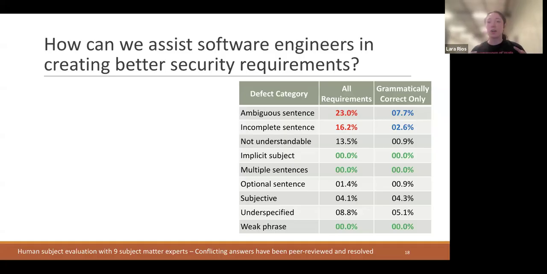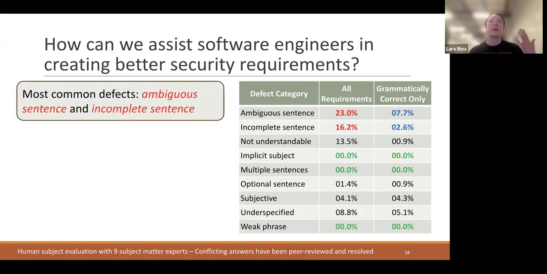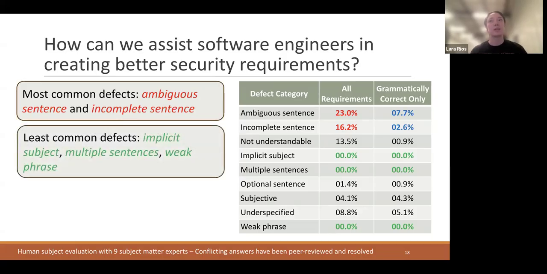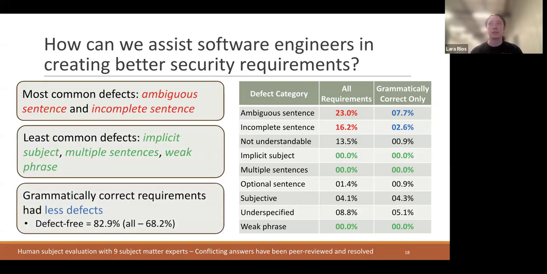So here, walking along the story, we can say the most common defects are ambiguous sentences and incomplete sentences, and highlight those in the table. And we have a little box that says that. And then we have least common defects: implicit subject, multiple sentences, weak phrase. And we can see those are all 0%. And they've been highlighted really well. And then the last one, grammatically correct requirements, has less defects. And then we have that table where we're pointing out those percentages.